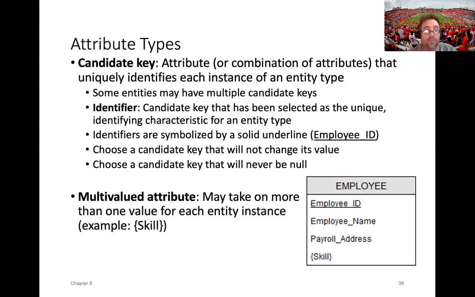When we get to relations, we start talking about primary keys, exactly the same thing. Okay, so you can have multiple candidate keys in your entity type, but one we're going to choose as our identifier. It's the same thing as a primary key, and we recognize that by drawing a horizontal line underneath it. In this example, employee ID is our unique identifier. Okay, you want to have one where it's not going to change its value ever.